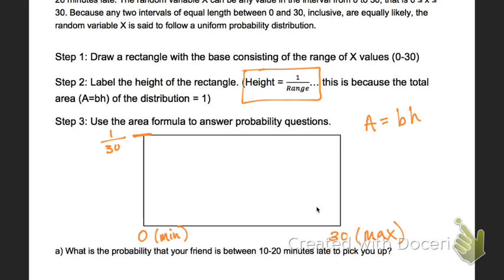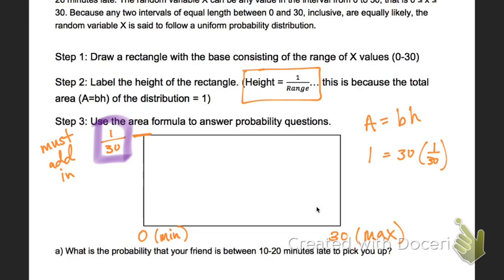Reason being is because you want your area to equal 1. So 1 equals my base, which is 30, times 1 over 30. That equals 1. So that's why we make our height 1 over range. You do need to memorize that because when you're making your uniform distributions, you have to draw this picture. They'll never give you the height. Okay, they won't give that to you. That's something you have to add in. So you must add in yourself.